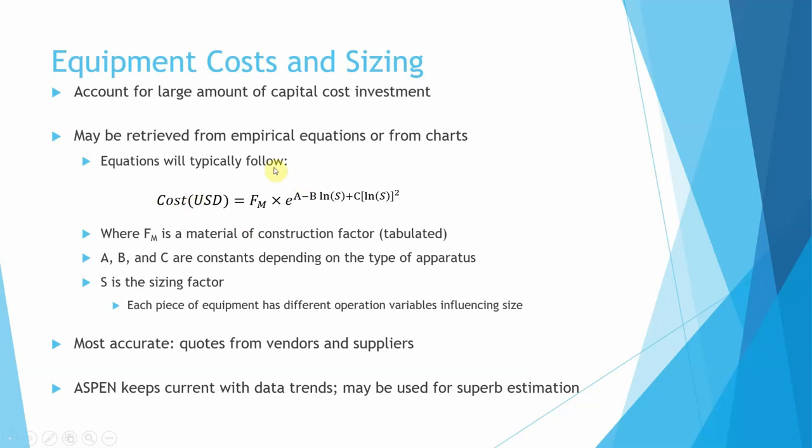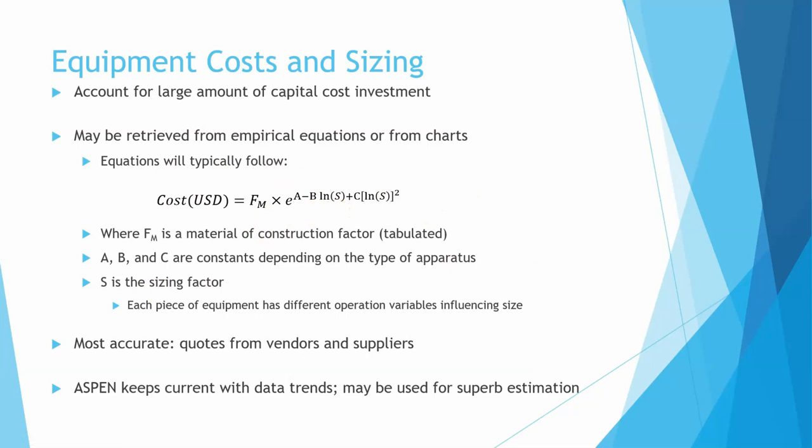here, where the cost in US dollars is going to be equal to some material factor, which is in the table, times e raised to some bunch of factors, where S here is the sizing factor. And each piece of equipment is going to have its own value. Your textbook will chart them all out, and I will show you.